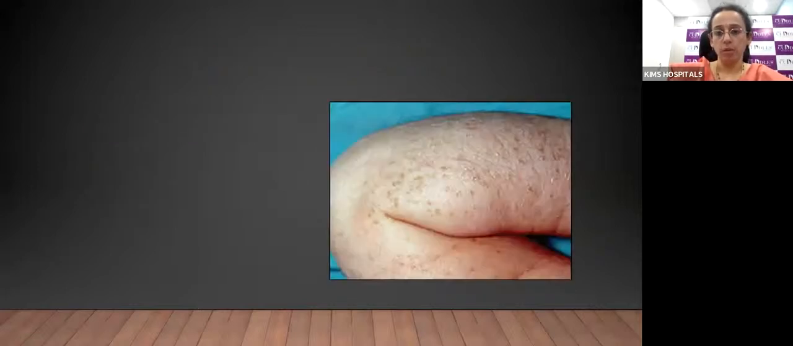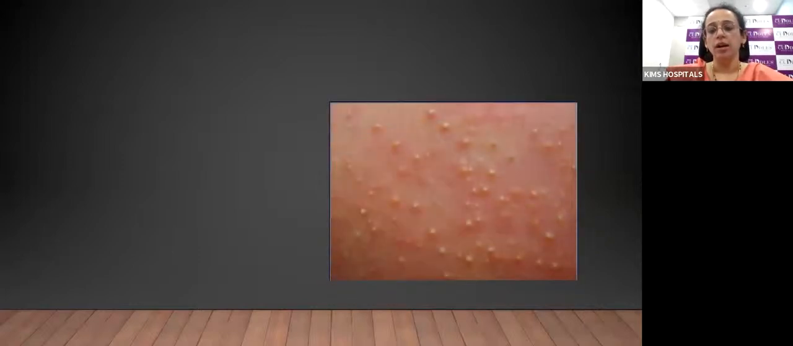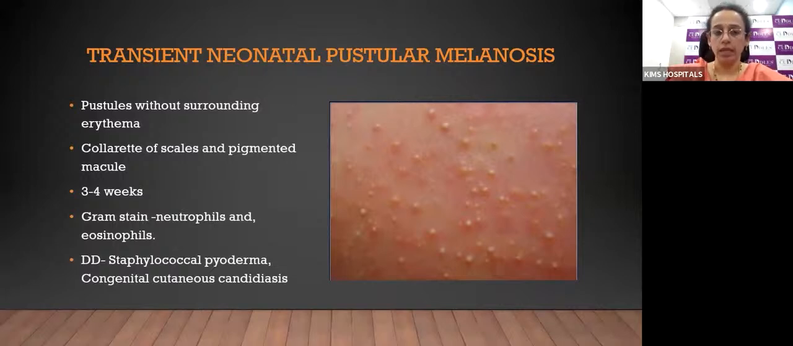So this was similar to the erythema toxicum neonatorum, but there is no erythema surrounding the papules, which we can see on the skin surface. So this is a transient pustular melanosis. We can see multiple pustules on the surface of the skin of the baby with no underlying erythema. So we can also see a collarette of scales and pigmented macules. So pigmentation is the characteristic of transient neonatal pustular melanosis. This can also last for 3 to 4 weeks. If we do gram stain from the scrapings of the pustules, we can see neutrophils and eosinophils. Differential diagnosis for the same being staphylococcal pyoderma and congenital cutaneous candidiasis.